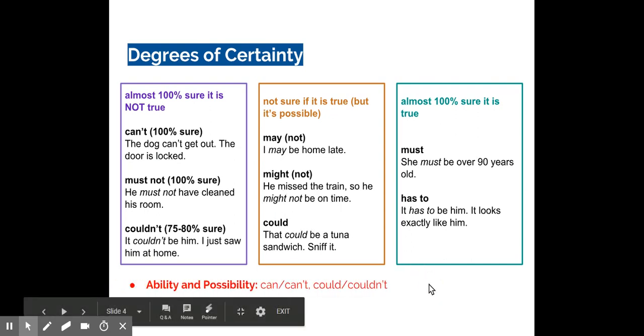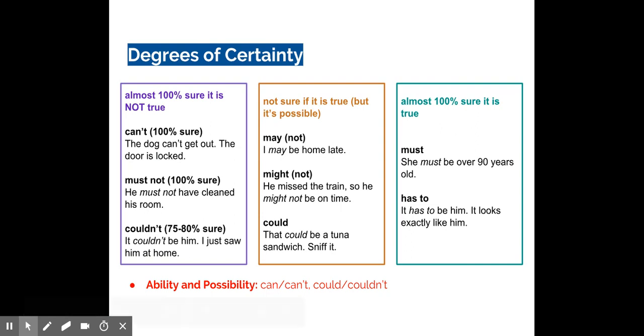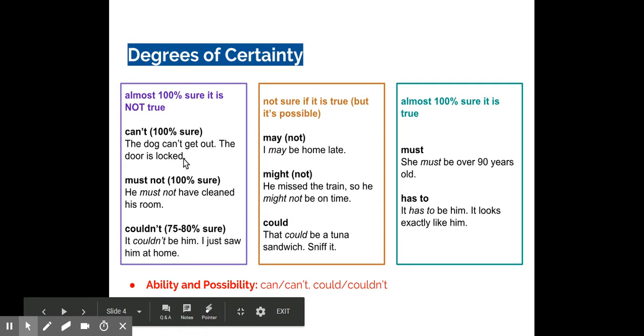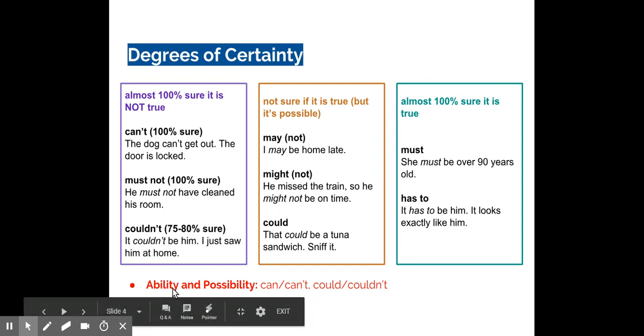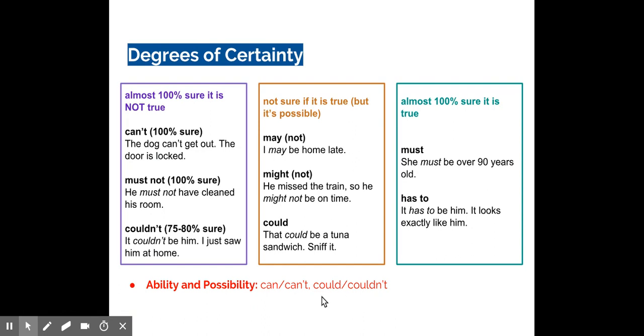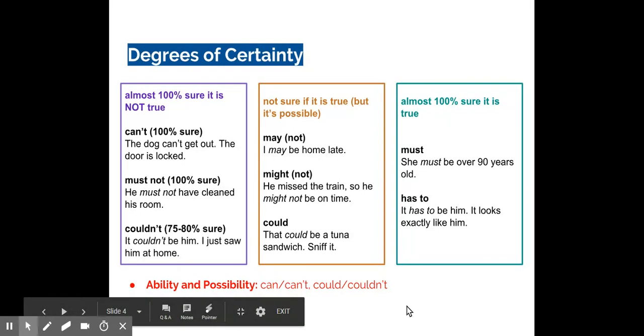Okay. Something else to note is that words like can and can't and could and couldn't have added layers of ability and possibility. So if we look over here at can't, the dog can't get out. The door is locked. He is physically unable. He doesn't have thumbs. He can't unlock the door. Not able to, right? So these words have that extra layer where they tell us ability and possibility.